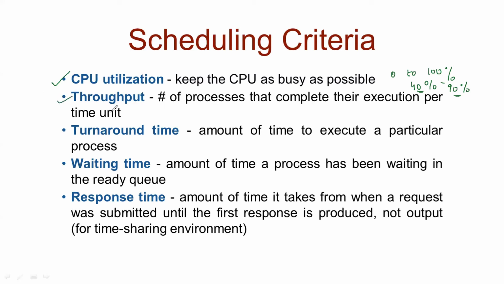Next criteria is throughput. If the CPU is busy executing processes, it means some work is done. We can measure the work in terms of the number of processes that complete their execution per unit time. So this factor is known as throughput. For long processes, the throughput may be one process per hour, and for short processes, it can be 10 processes per second as well. Okay.